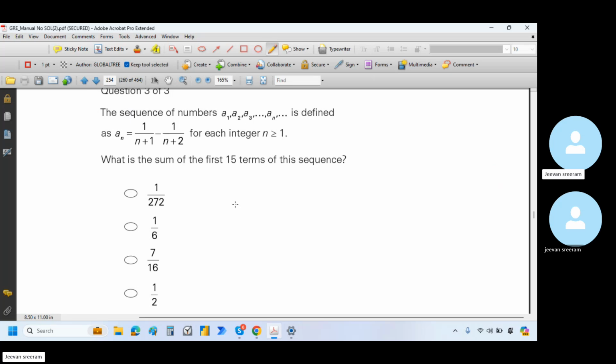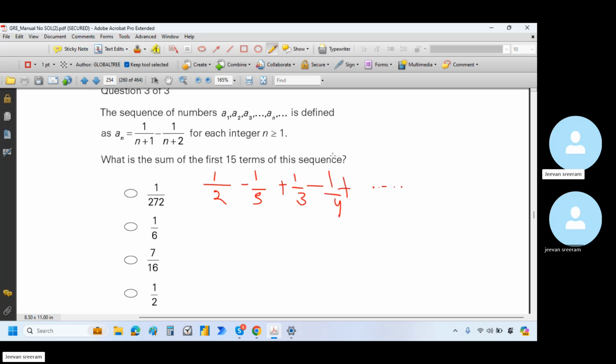The sequence of numbers a1, a2 is defined as a n equals 1 by n plus 1 minus 1 by n plus 2, n greater than 0. Find the sum of the first 15 terms in the sequence. So let's write it. For this sort of question, as long as you don't write the sequence, the sum, you won't get the right thought. For example, first number, n is equal to 1. So it's going to be 1 by 2 minus 1 by 3. Second number is 1 by 3 minus 1 by 4.